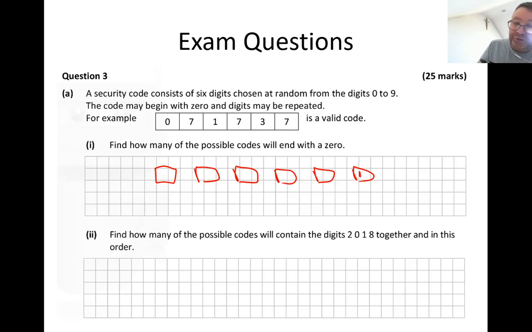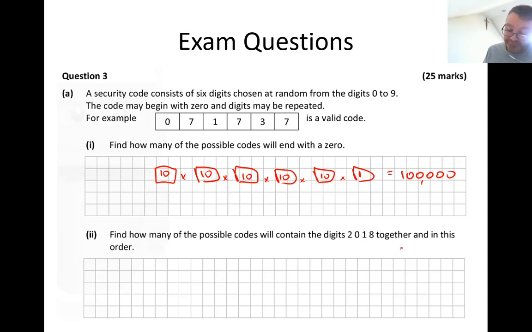But all the digits are available for all the other places. So that's 10, 10, 10, 10, and 10. And again, the word "and" is between them all. So the first digit is between 0 and 9, the second digit between 0 and 9, the next one between 0 and 9, and so on. But the last one has to be just 0. So in that case, we've got 1 with 5 zeros. That becomes 100,000 codes.